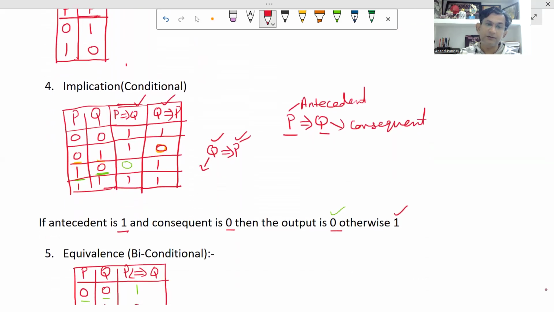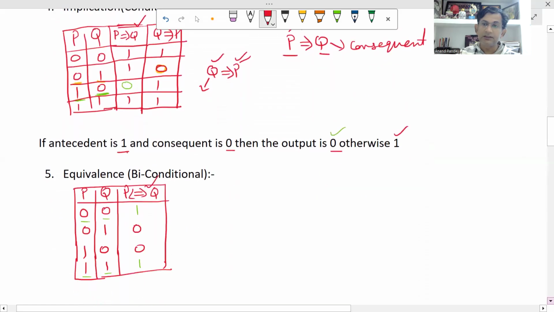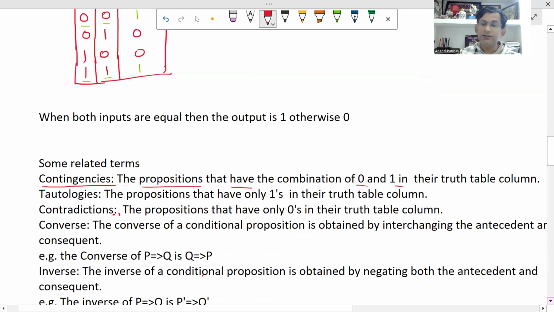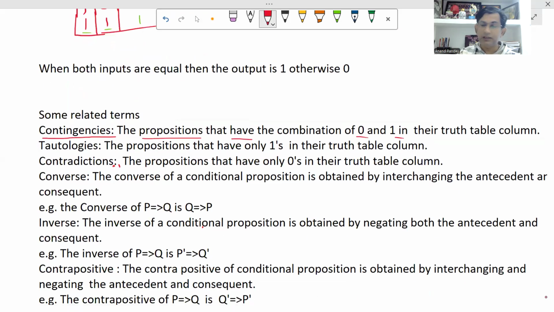See, the last column of every truth table has the combination of 0 and 1. So such propositions are called contingencies. So all the above propositions are examples of contingencies. Okay. Next is what? Tautologies. Sometimes it will also happen that the truth table column of a proposition will have only ones in that last column.